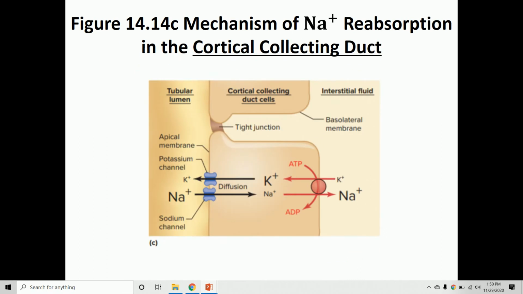Moving on to sodium reabsorption in the cortical collecting duct, meaning the part of the collecting duct found in the renal cortex. In order to pass through the apical membrane, sodium moves by simple diffusion through a sodium channel, and through the basolateral membrane, again, with the help of the sodium-potassium pump.